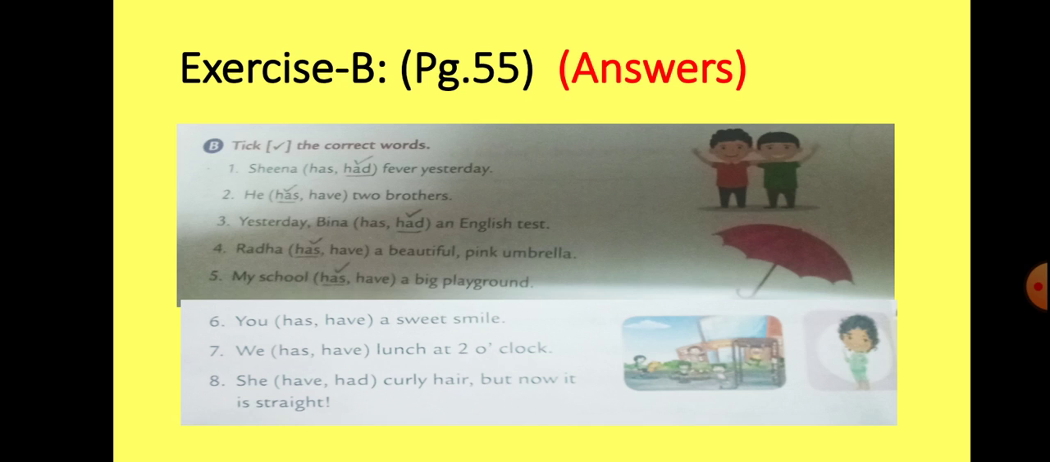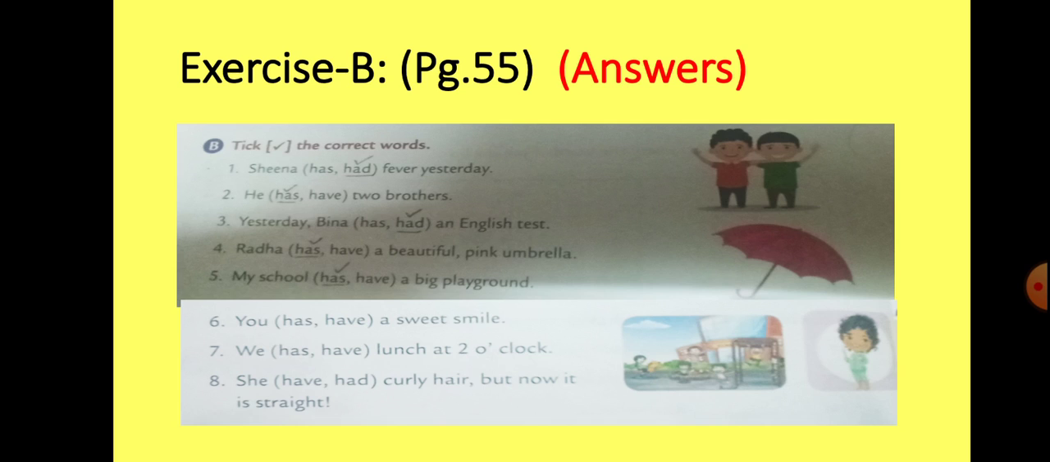Now let's move on to exercise B. This is tick the correct words. Number 1 is Sheena has or had fever yesterday. Now in this sentence, we are talking about yesterday, so it is past tense, so we have to tick had. Number 2, he has or have 2 brothers.